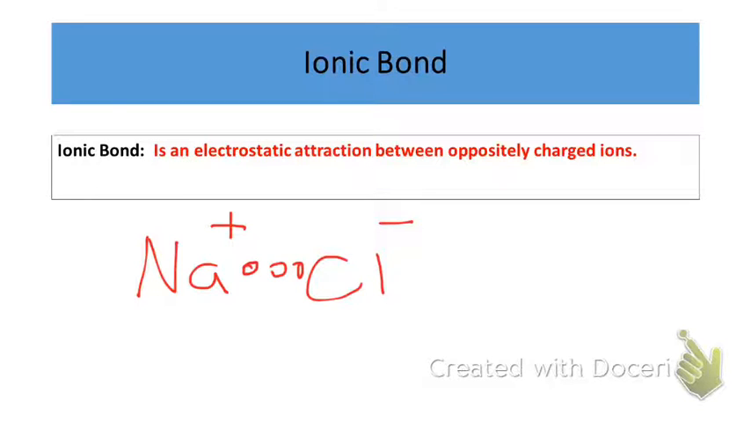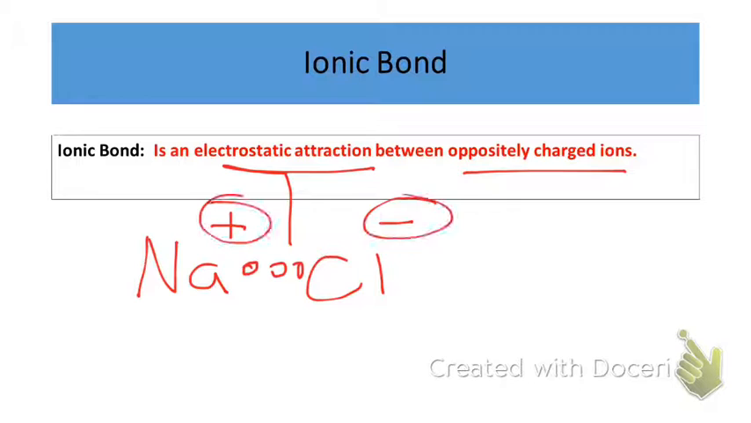Now that bond is an electrostatic attraction between these oppositely charged ions, the negative and positive, and that creates our ionic bond. So ionic bonds are always formed between a metal atom that's positively charged and a non-metal atom that's negatively charged. And so that's something I would write down: ionic bonds between metals and non-metal atoms.